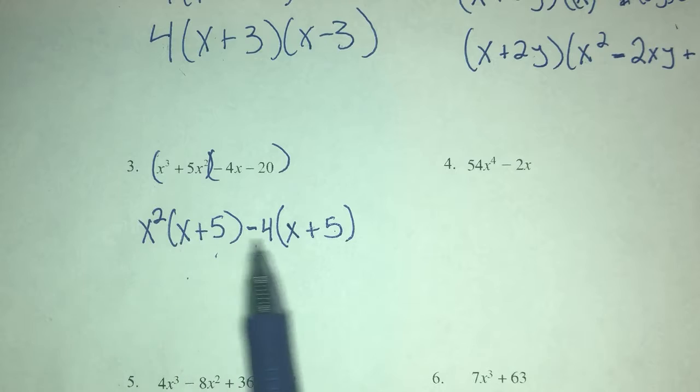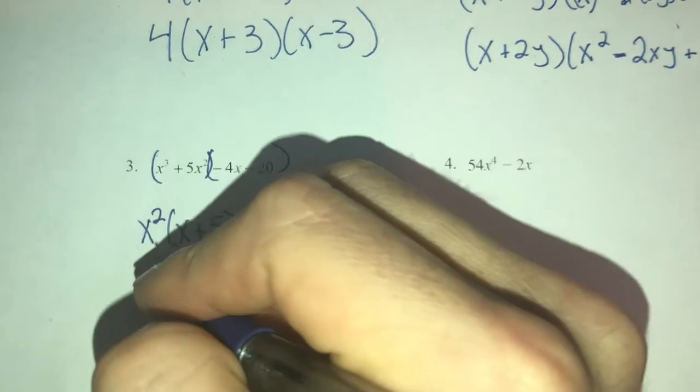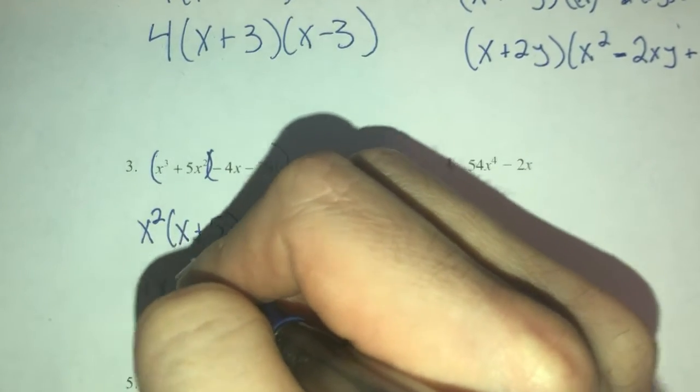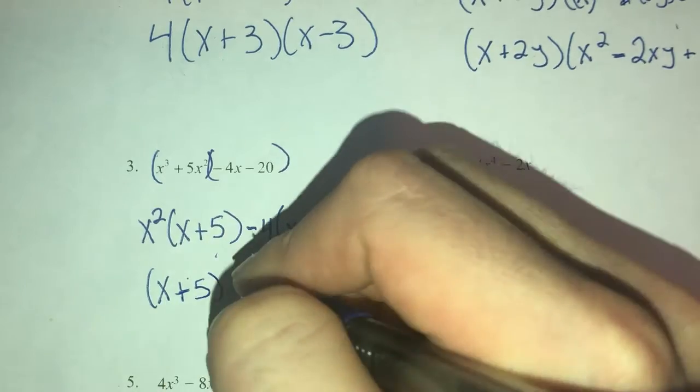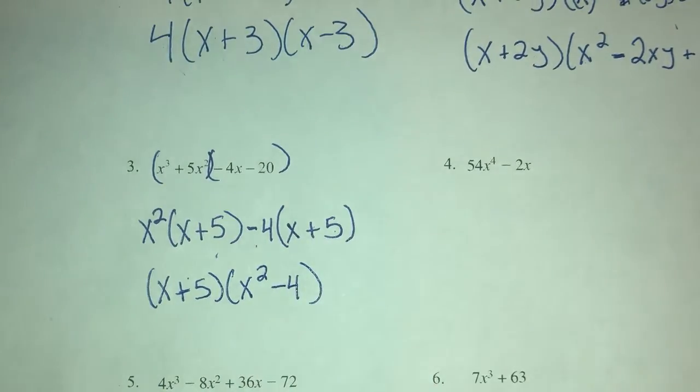Okay, good sign. We can see that the (x plus 5)s are the same. Good. And now I go ahead, and you could do this in whatever order you want. Maybe I'll put my (x plus 5) first. Again, you have freedom there because the order of multiplication doesn't matter. And here I go.